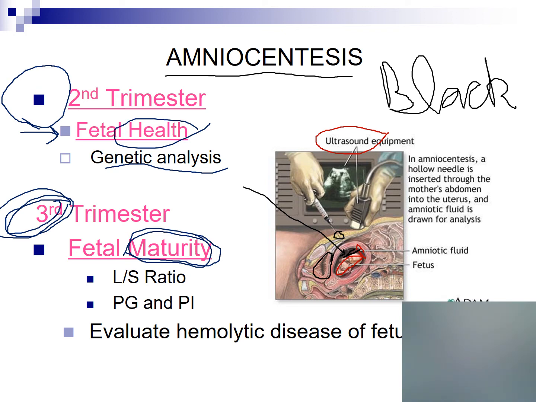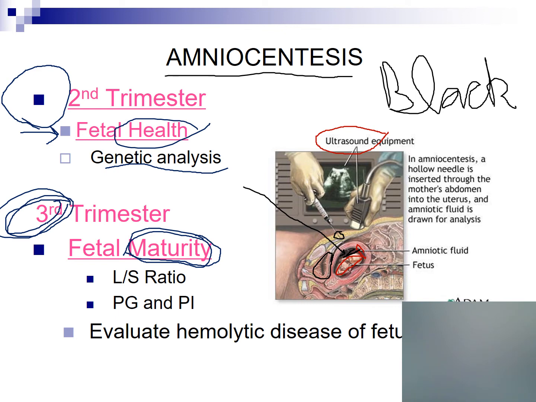The other tests we're looking for are PG and PI, and those are phosphatidylglycerol and phospho-something-something, which I can never remember. Those are phospholipids that boost the properties of lecithin. So lecithin precedes surfactant, and PG and PI come before lecithin. So all related to fetal lung maturity.